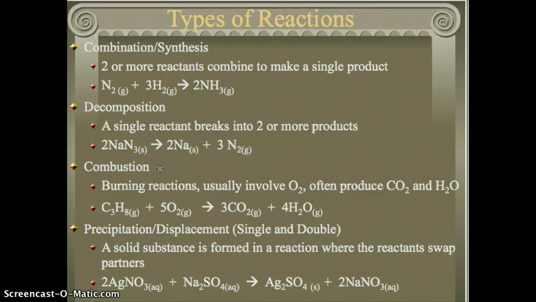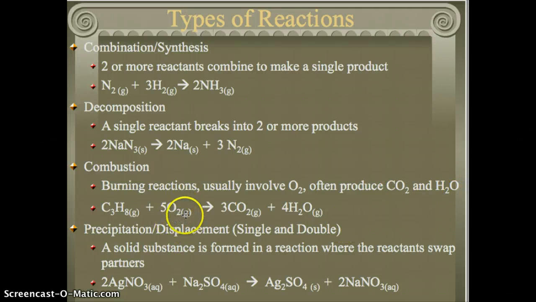Combustion is the next type. Combustion means burning reactions, okay? People tend to think combustion, explosion. Yeah, sometimes there are explosions that come with burning. But combustion just is a fancy word that means burning. So it's usually going to involve oxygen because we know we need oxygen for burning to take place. The common products are carbon dioxide and water.